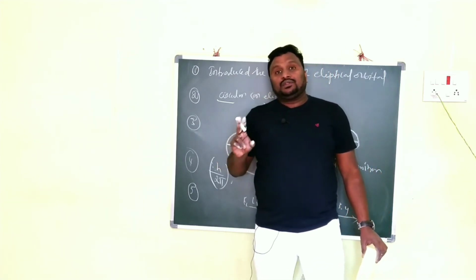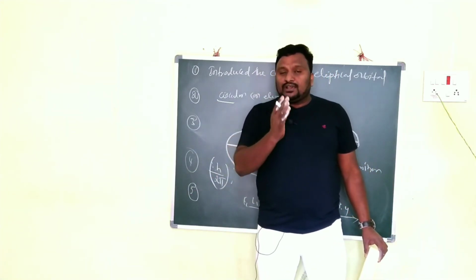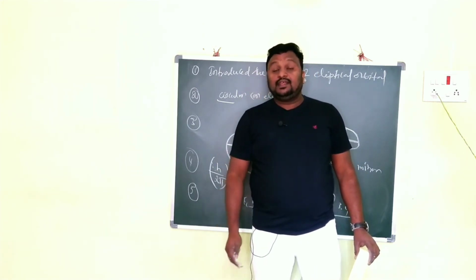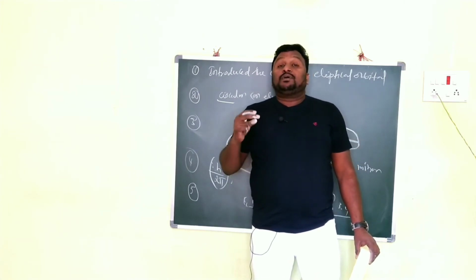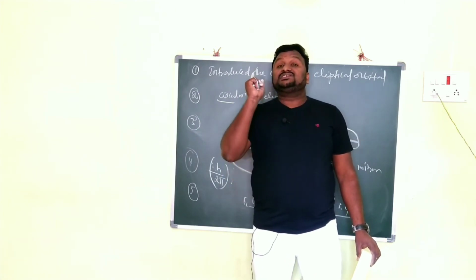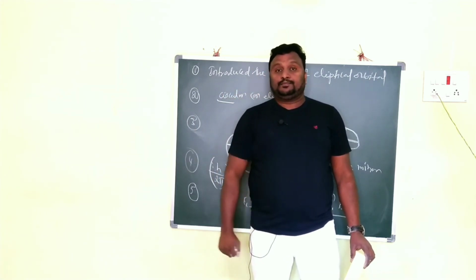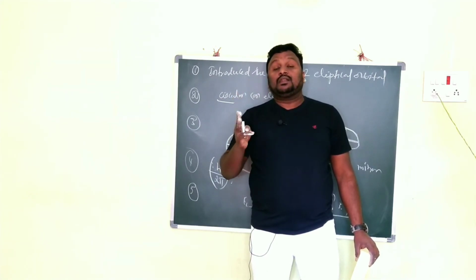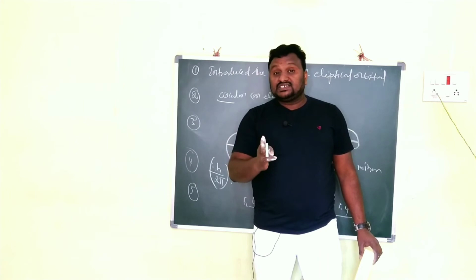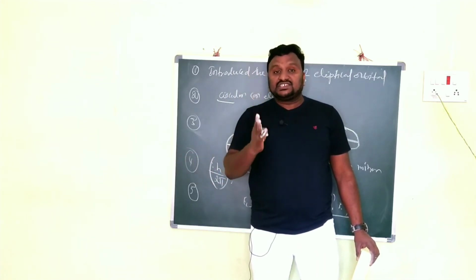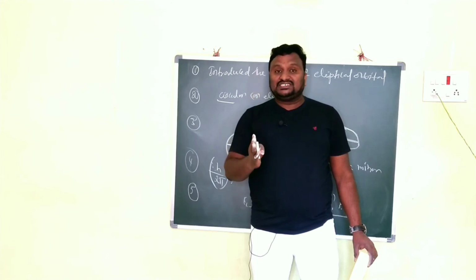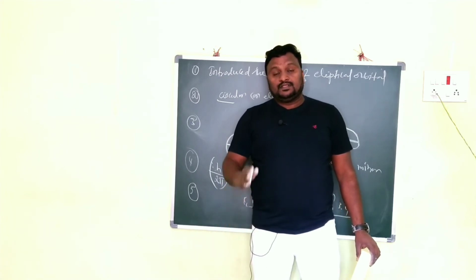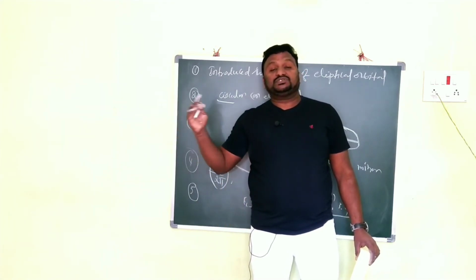Clear? According to the Bohr-Sommerfeld concept, Sommerfeld introduced the concept of elliptical orbits. That is the first thing. And according to his postulates, the orbit may be either circular or elliptical. And third, when we consider an elliptical orbit, it consists of a major axis and a minor axis. The radius vector should be different at different positions of the electron.